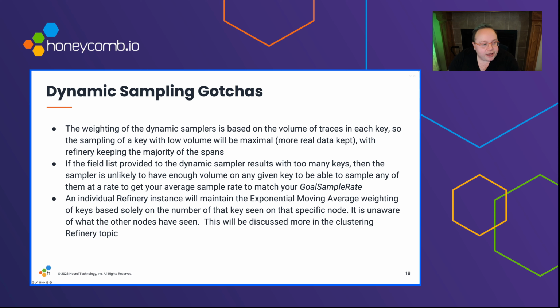Also to note, an individual Refinery instance only sees the traffic that goes through that individual Refinery instance. So the weighting of the dynamic sampler on the different keys is based solely on the number of those keys seen on that specific node. It's not aware of what the other nodes are seeing or doing.